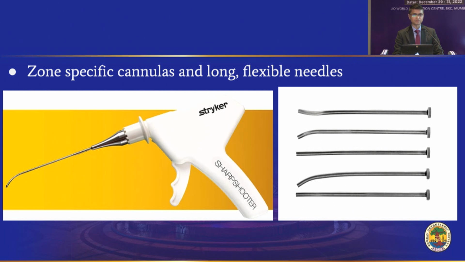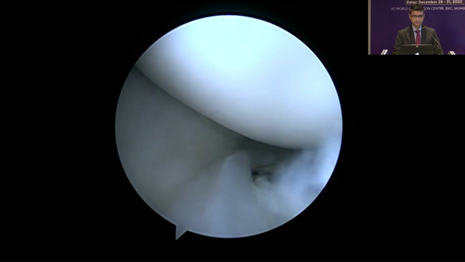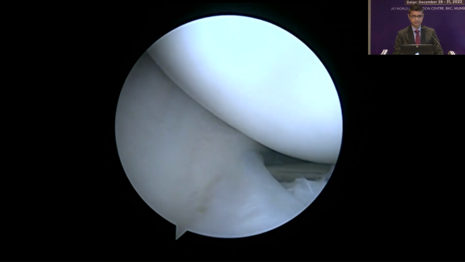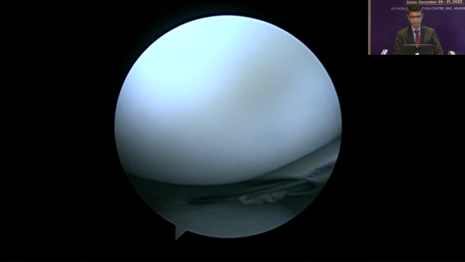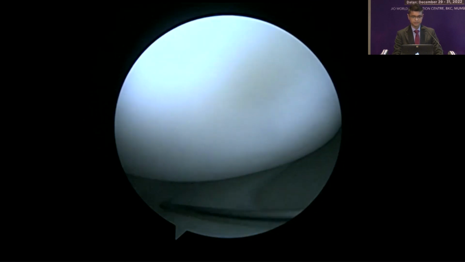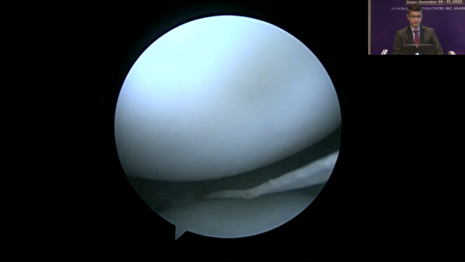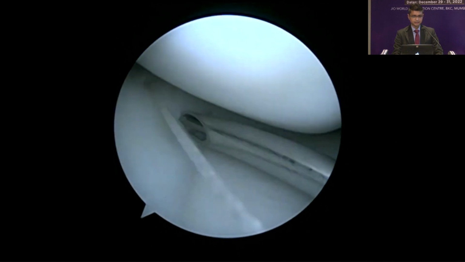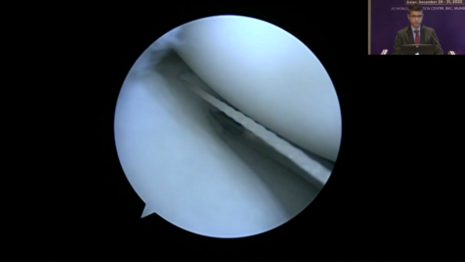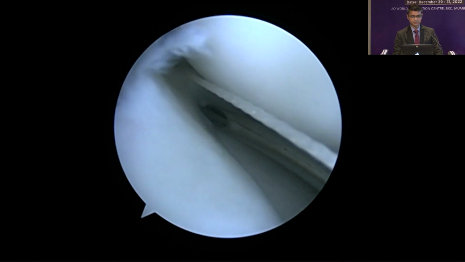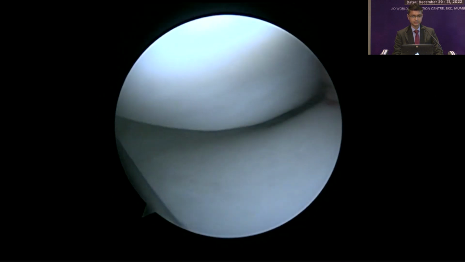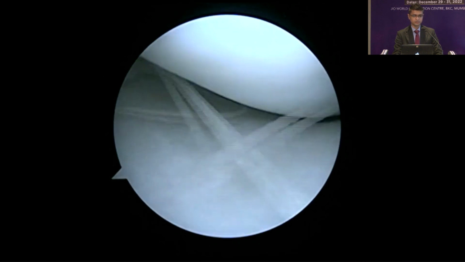Zone-specific cannulas and long flexible needles are generally used for these kinds of repairs. Just a video of that. This first bite is taken through the periphery, the meniscocapsular area, the needle is being passed, and that pulls the one end of the suture. And the second bite is being taken through the substance of the meniscus. There you can see the needle, and that needle is then pulled out from the capsular side, and when that is pulled together, that forms a nice knot over there.